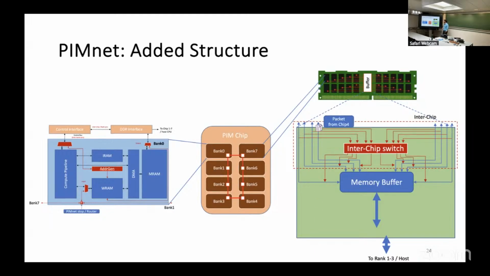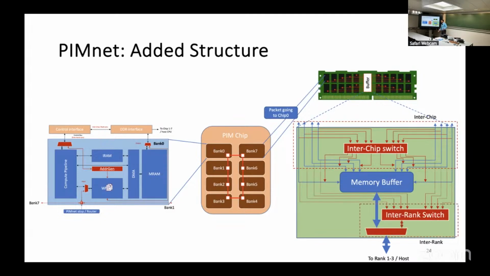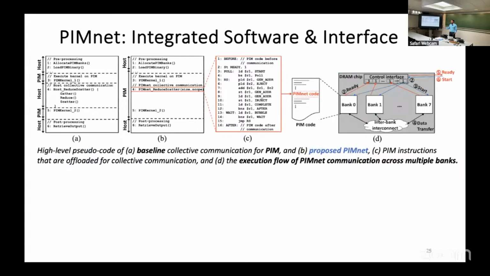I'm going to show a little example here of a packet coming from chip 4, and it's going to go to chip 0. So it's going to be intercepted and go to the inter-chip switch. From there, it's going to be redirected towards a different DQ pin, and then back all the way up to chip 0. And then within chip 0, whichever bank it's required in, it will just go up into WRAM, and then it'll be used there for further computation. Another option is the inter-rank switch, also within the buffer. Same idea. It'll be intercepted within the DQ pin, get sent into the inter-rank switch, and then from there it will be sent further on to whichever other rank, etc.